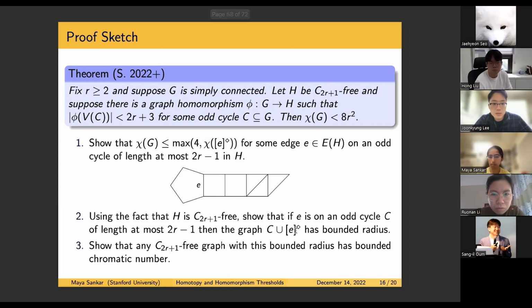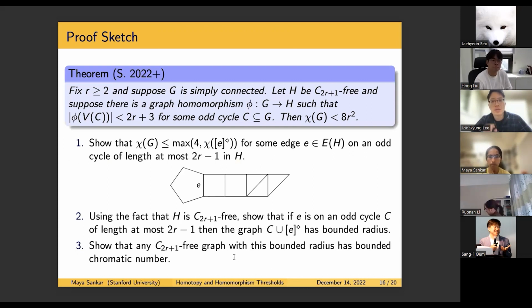And the last step, this is reminiscent of what we talked about when we were proving that the chromatic threshold of any odd cycle is 0. You show that if your graph has bounded radius and is C_{2r+1}-free, then actually its chromatic number is itself bounded. And the way this step works is you show that each iterative neighborhood is 2r-degenerate.